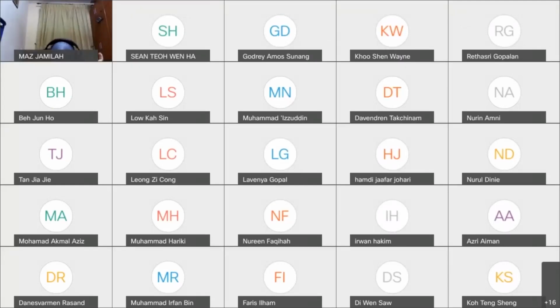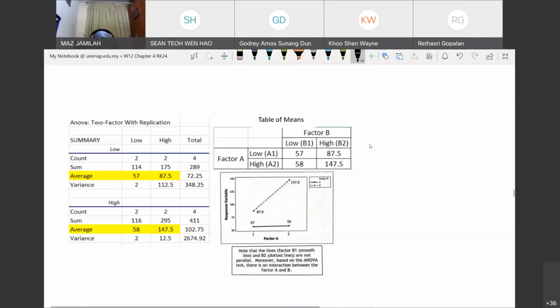Then we go back to the slide just now. Okay, now let's assume that you have got this particular table. This one I took from the summary table to come up with the table of means. Here is my table of means, based on the average values for low-low, low-high, high-low, and high-high, and I put them into my table of means.